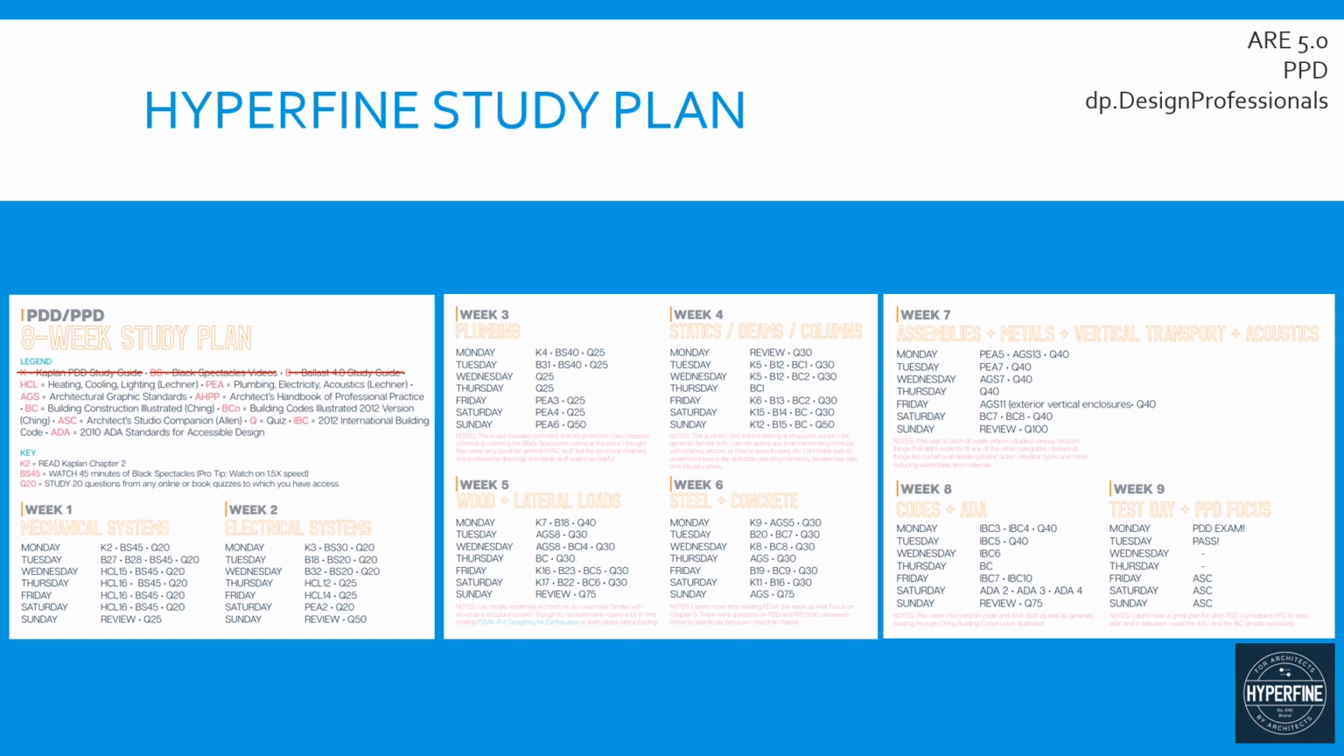All right, so this next portion is the general layout and organization I used in order to study for this exam. The first time I took this exam, my primary study resources were Black Spectacles and Ballast and Brightwood study guides. And I read through some of the reference materials that I recommended, but not all of them.